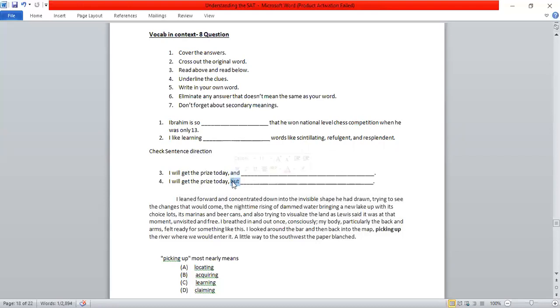I will get the prize today. Change the direction. But I'm not happy about it. But I cannot celebrate because of lockdown. But I'm not invited to the ceremony. So all the buts will be taking care of the change in the tone. If the first part is positive, then the next part is negative. If the first part is negative, then the second part is positive. So we look for the clue words and we look for the sentence direction in vocabulary in context questions for sure.